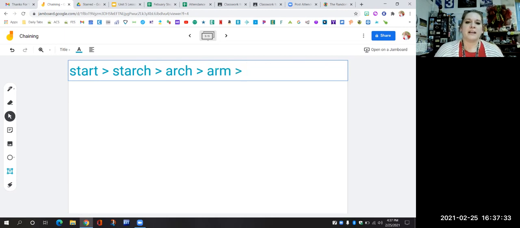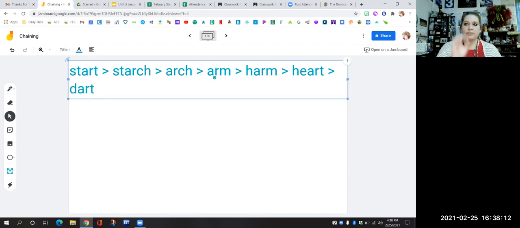Good. So now we're going to add the h sound to the beginning of arm. We have the word harm. Very good. We're going to take the m sound of harm and change it to t. We have heart. Very good. All right, so now we're going to take the h sound of heart and change it to d. We have dart. Very good.